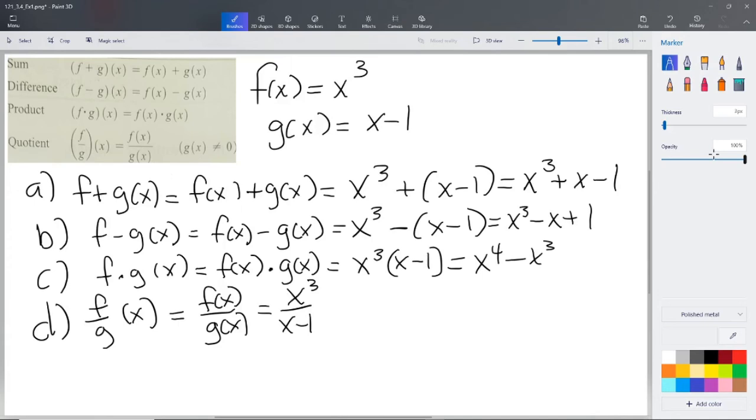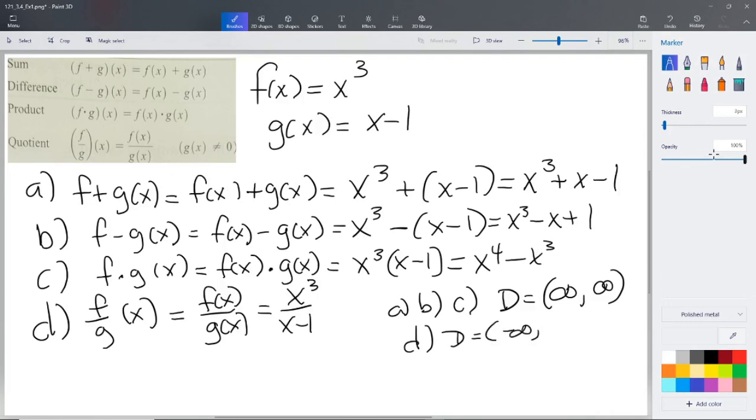So our domain is restricted on part D, but if you look again at parts A, B, and C, there are no restrictions on what x can be. So for A, B, and C, the domain is everything. We like to call that negative infinity to positive infinity if we use interval notation. But for D, the interval for the domain is negative infinity to positive 1 and positive 1 to positive infinity. Basically a long and fancy way of saying everything but 1.